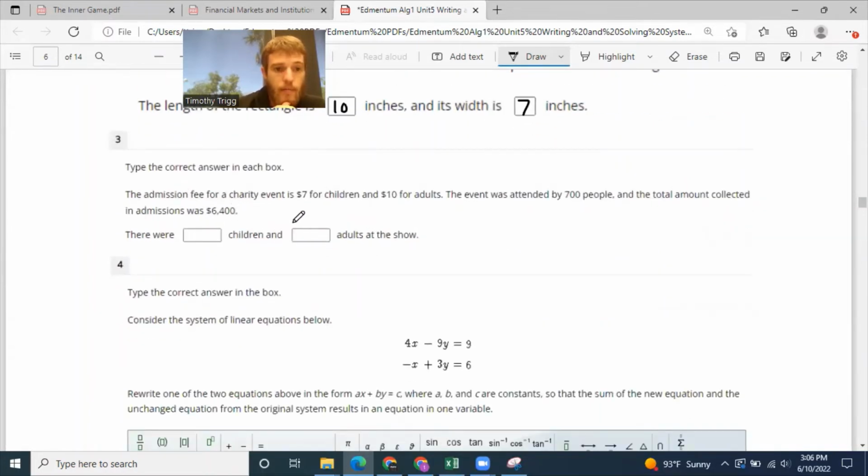An admission fee for a charity event is $7 for children, $10 for adults. The event was attended by 700 people. So the number of children are going to be X, while adults are going to be Y. So the number of children plus the number of adults is 700 people. So there's your first equation. Has to do with quantity.